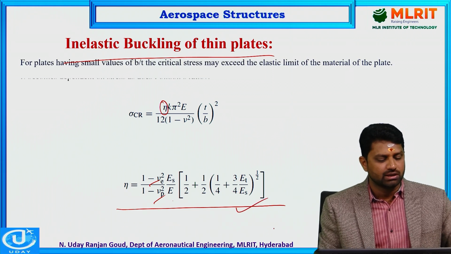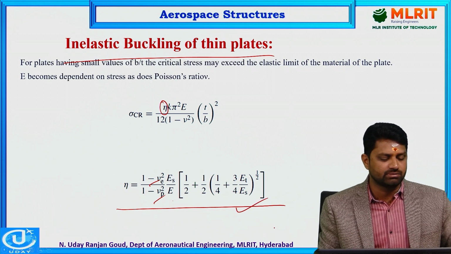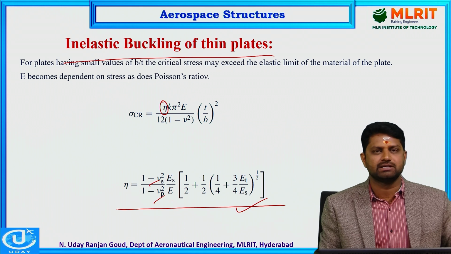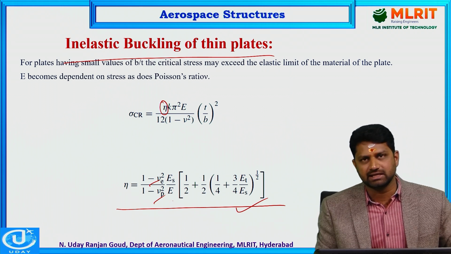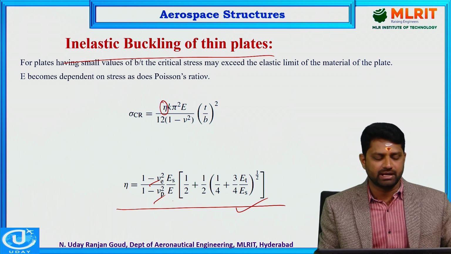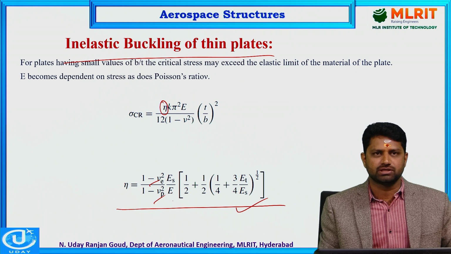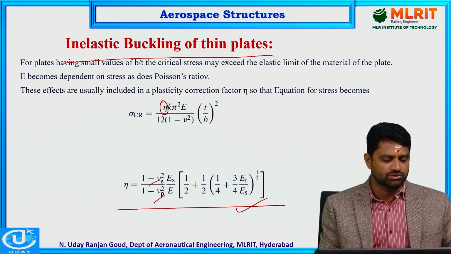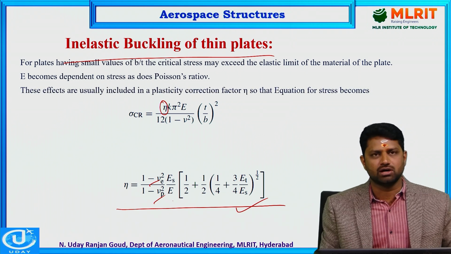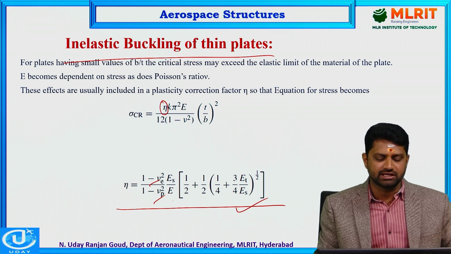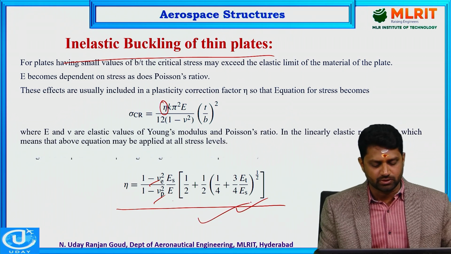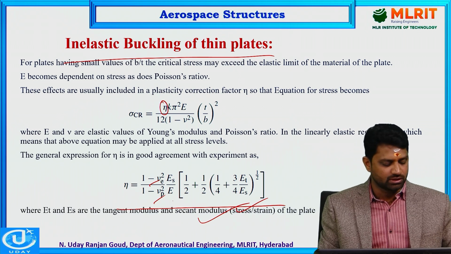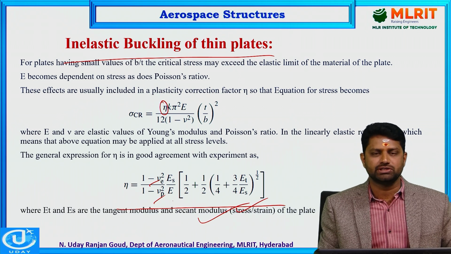For plates having the lowest values of b by t, the critical stress may exceed the elastic limit of the material of the plate, so that the Young's modulus E becomes dependent on stress, as does the Poisson's ratio. All these changes are usually included in a plasticity correction factor, that is eta, and the eta formula is given by this. Okay, so that's it for today's session, and we are going to continue in the next module.